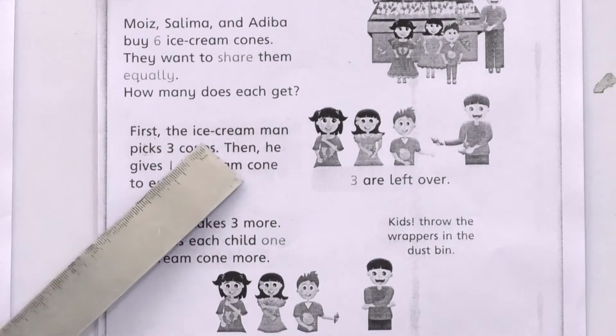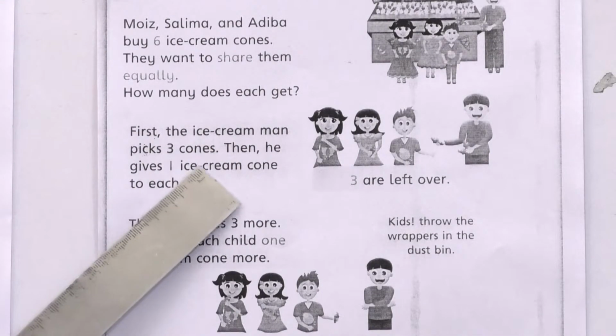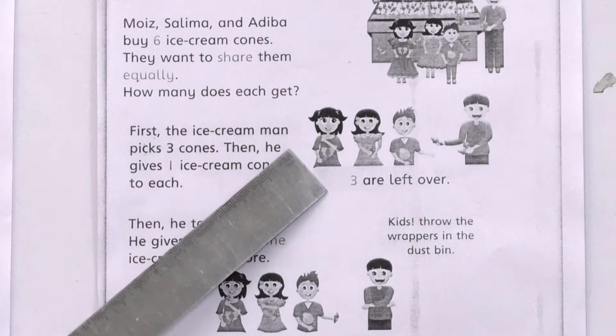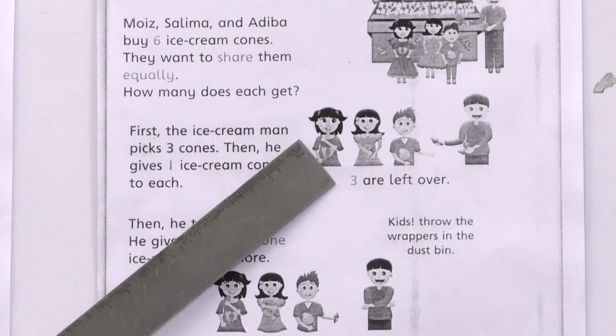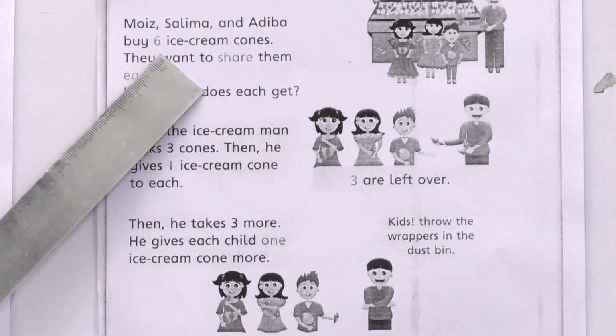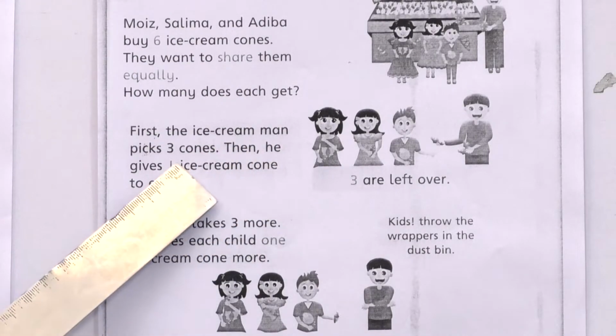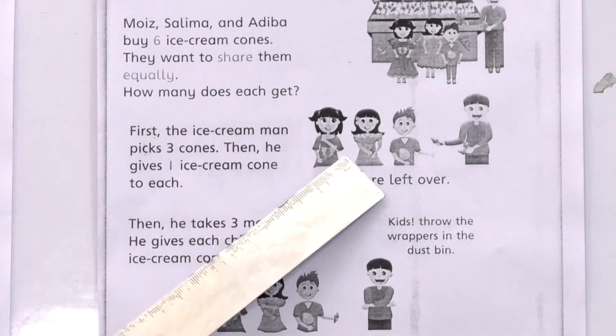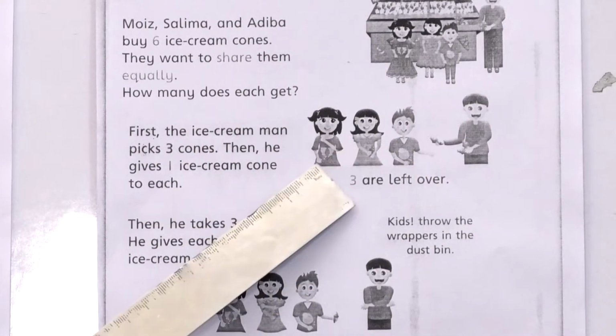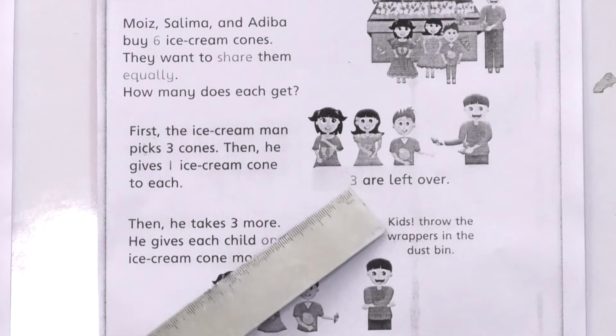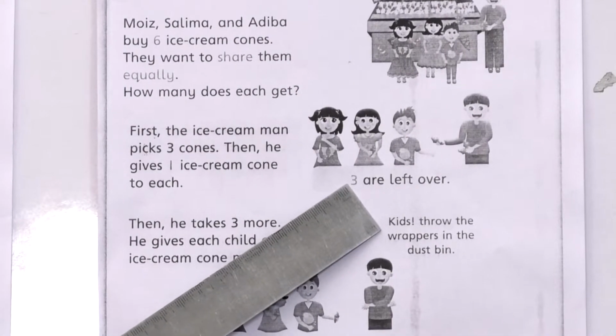The ice cream man gave 1 ice cream cone to each. How many were left over? 3 were left over, because they got a total of 6 ice creams. Out of 6, the ice cream man gave 3 cones so that each will get 1 cone. So how many are left? 3 are left over.